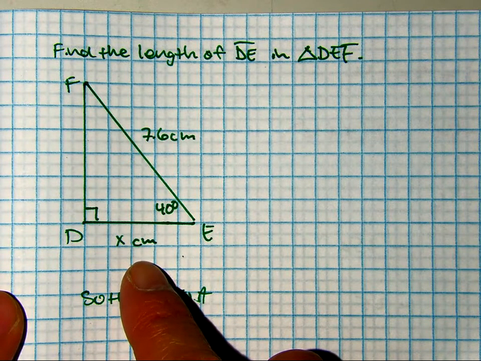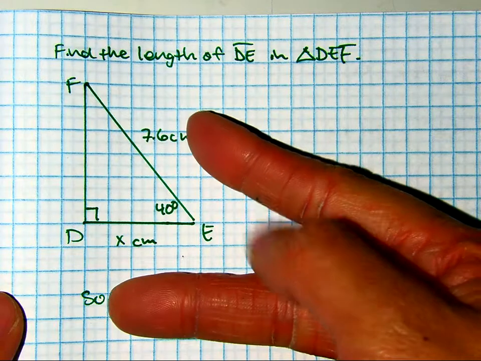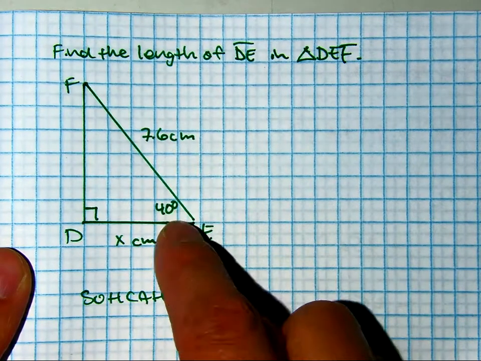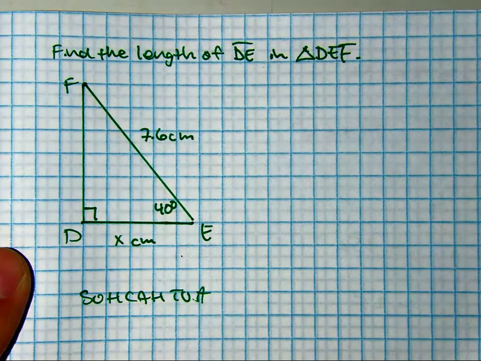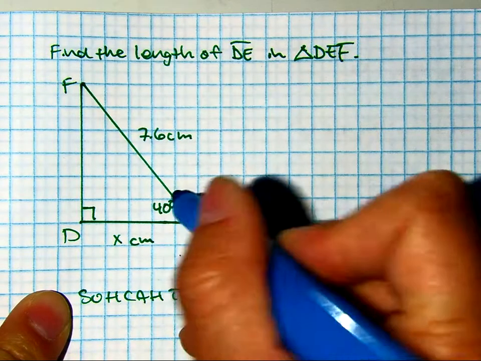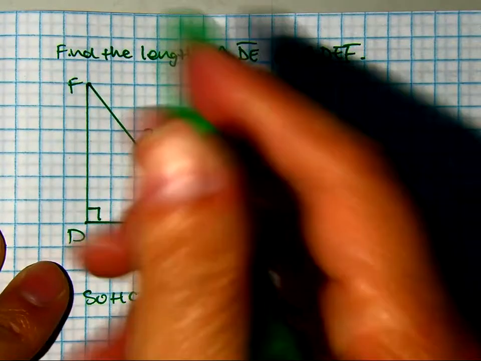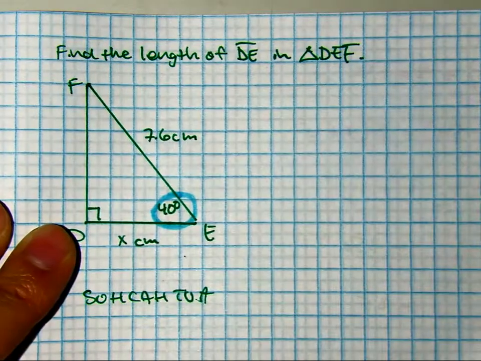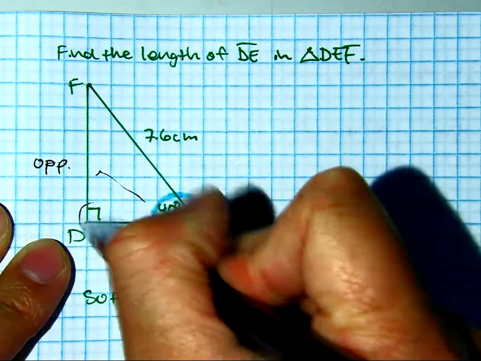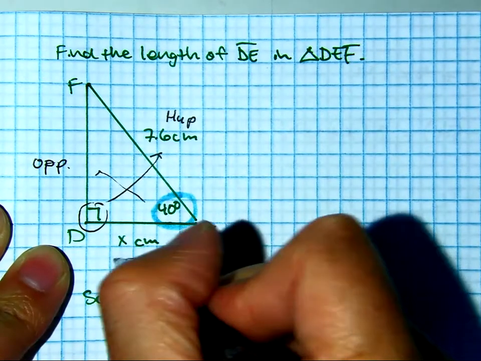I'm not going to apply Pythagorean theorem, because Pythagorean theorem says I should have two sides of the triangle to get the third side. In this problem, they're giving me a side and an angle. Well, from this given angle, I can now label all the sides of the triangle. I have the opposite, I have the hypotenuse, and the last side is called the adjacent.